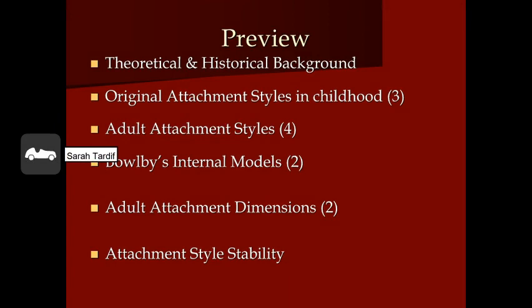So, this is the order and how you can follow along today. I'm going to give you a brief background of the theory, and then we're going to talk about attachment styles, how they develop in childhood. We'll break down the four major attachment styles of adulthood. And then we're going to talk about, as theorists, how do we quantify that? How do we measure or capture or view and observe empirical data about attachment styles? And the way that we do that is through Bowlby's internal models and attachment dimensions. And lastly, we'll wrap up with attachment style stability, whether it always is the same or if it can change.